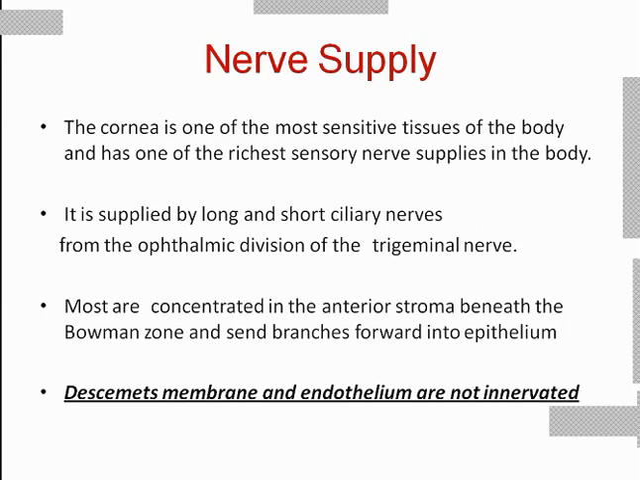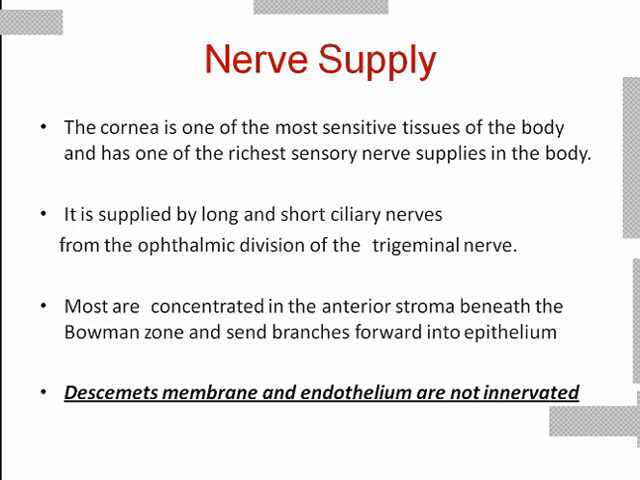What is the nerve supply? The cornea is the most sensitive structure of the entire body, because it has the richest sensory nerve plexus in the body. It's supplied by the long and short ciliary nerves from the ophthalmic division of the trigeminal.